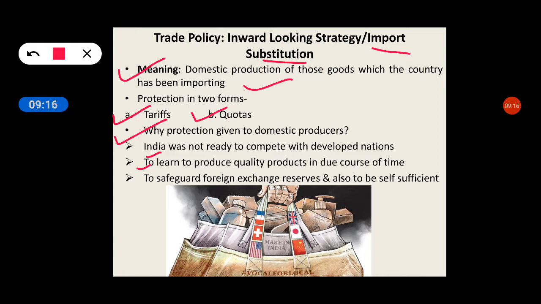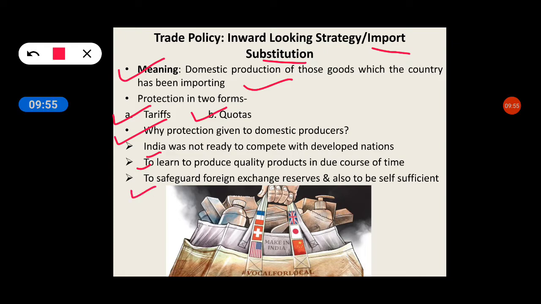The second point is that with protection given to domestic producers, they can learn to produce more quality products in due course of time. If you give protection to them, they'll learn how to produce those quality products. Otherwise, if you open up the economy, all the cheap products would enter our economy, and obviously we would buy cheap products, and hence our domestic producers will feel demotivated, and altogether they'll stop their production. So it was necessary to give them protection so that they can learn in due course of time how they can produce quality products.